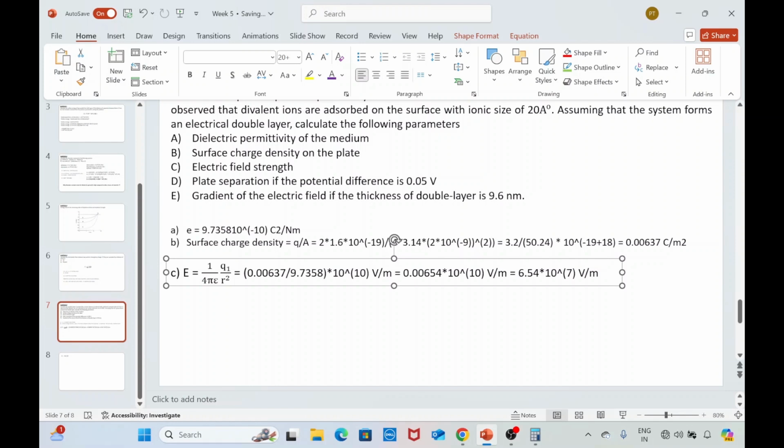So if you have no doubts, then let's progress to the next two subdivisions.